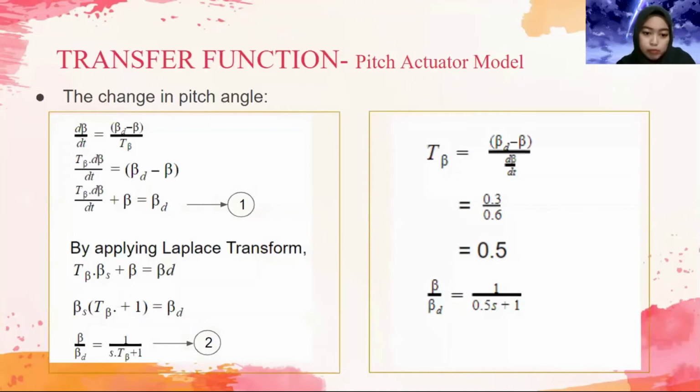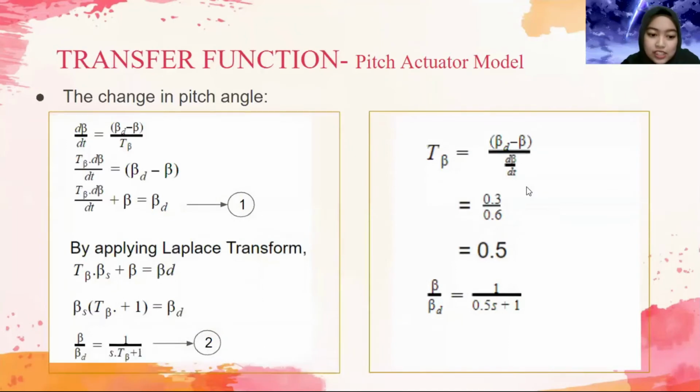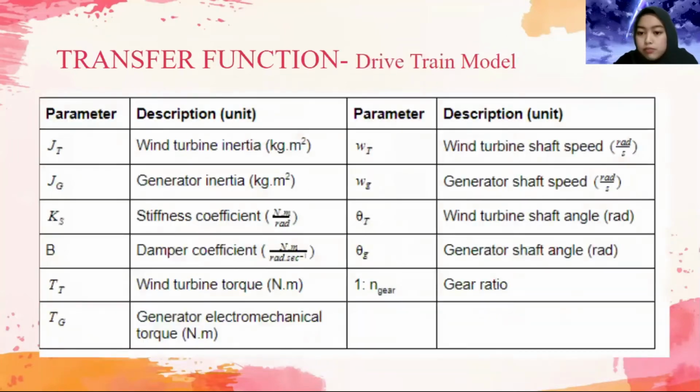By applying the Laplace transform, we can get Tβ s β plus β is equal to the reference pitch angle. Then we get the ratio of β over the reference pitch angle. From equation 1, we can get that Tβ is equal to 0.5 by substituting the value, and we substitute the value of 0.5 into equation 2, and we can get the ratio of β over reference pitch angle is equal to 1 over 0.5 s plus 1.